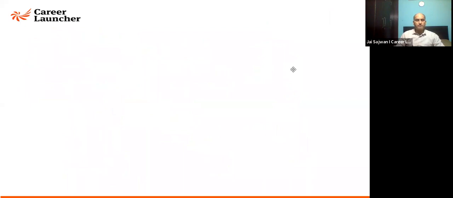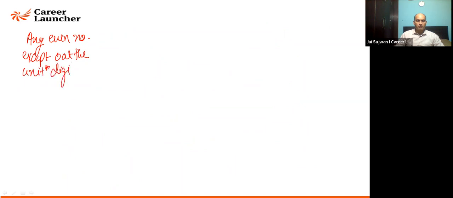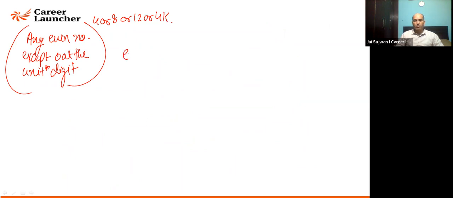Let's come to the next one. Any even number except 0 at the unit digit, to the power of 4, 8, 12 or multiple of 4. 4k is multiple of 4. This always ends with 6. The number always ends with 6.